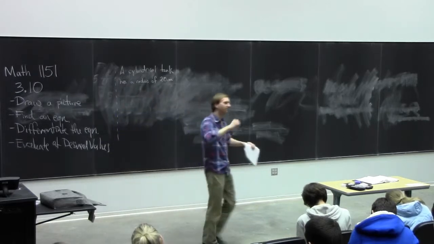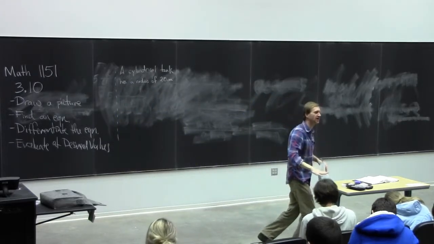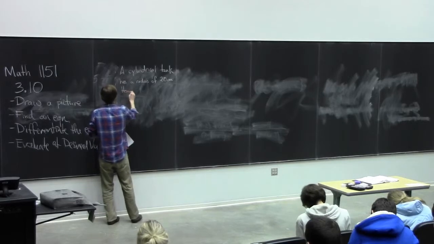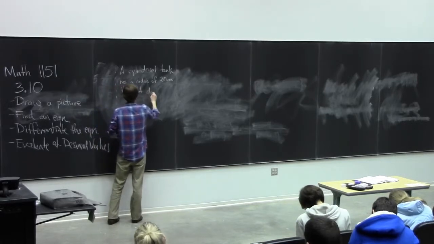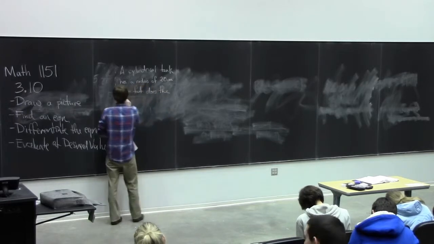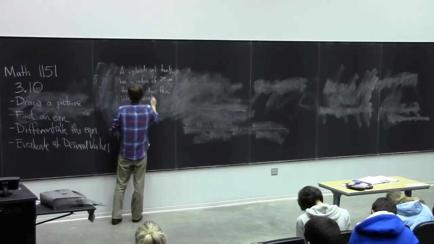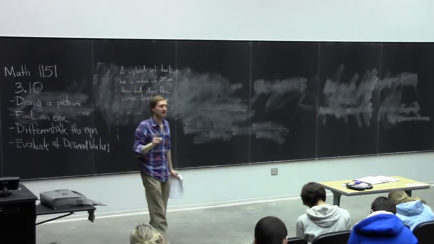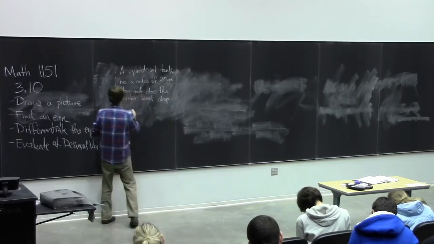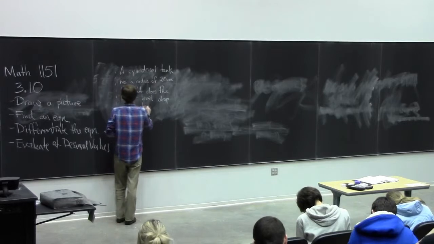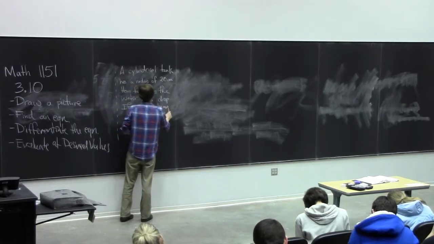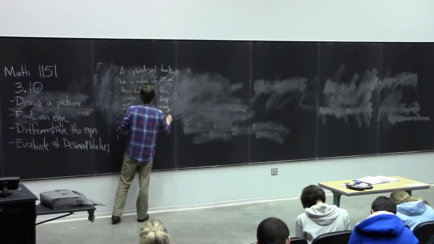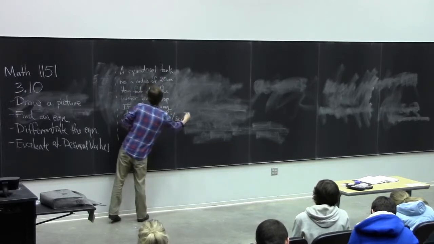How fast does the water level in the tank drop if water is being drained at 25 cubic centimeters per second?